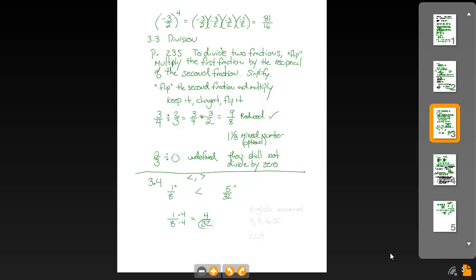That 32 came from, in English, your most common denominators, which are 4, 8, 16s, and 32 in English measurement. And as a lead-in to something we'll look at after the break, that 32 came because it's the least common multiple of the denominators.